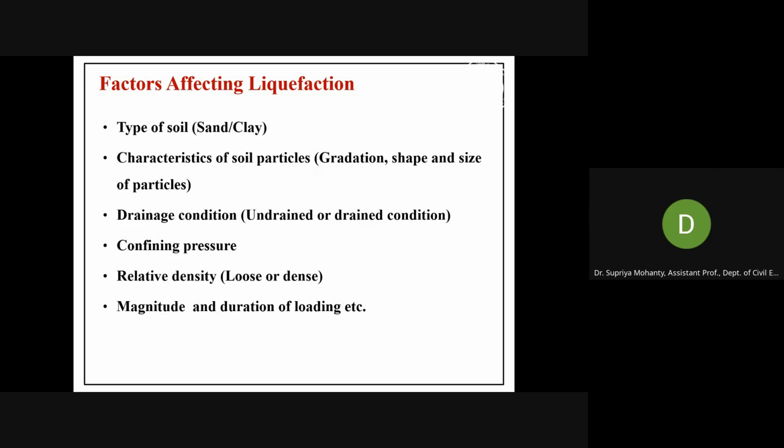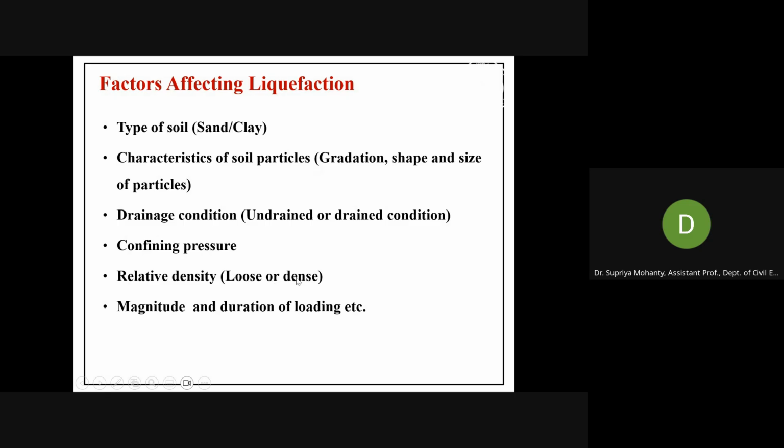So, because of the below 20-meter soil, liquefiable soil, it may not reach your foundation level. Next one is your relative density. So loose or dense: loose soil, more chance of liquefaction because there is more void space. So pore water pressure can increase at a faster rate, and it may match the total stress.